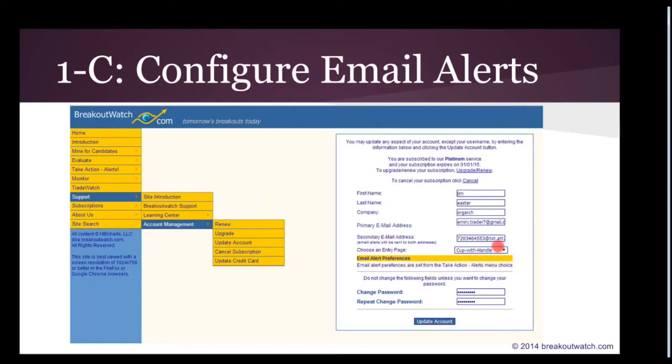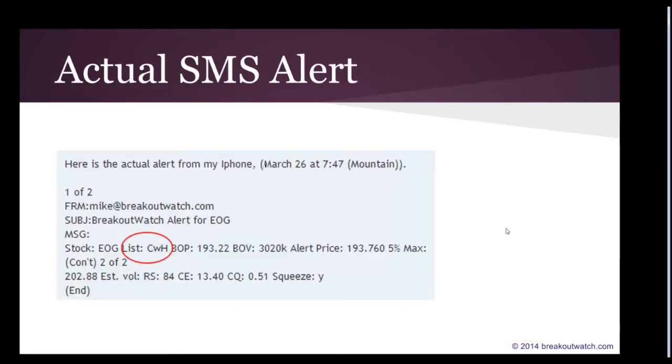This other stuff is just for setting what happens when you log in. So essentially you want to set this one. I also do get an email just in case my iPhone is not working, in my case I have an iPhone. So just to be sure. This is what the actual text message alert looks like. We're going to show you the examples here in a minute.